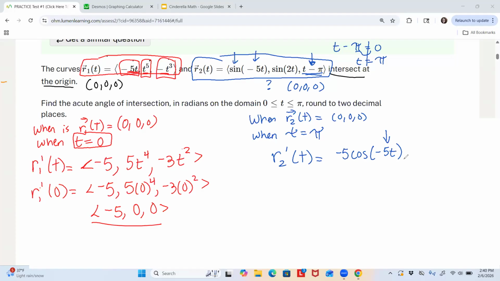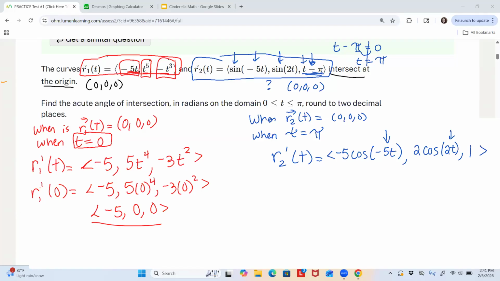Okay, and then do that again. Derivative of sine is cos, keep the argument times the derivative of the argument, which is 2. And then the derivative of t is 1. The derivative of pi is a constant, so that would be nothing. So there is our R2 prime.